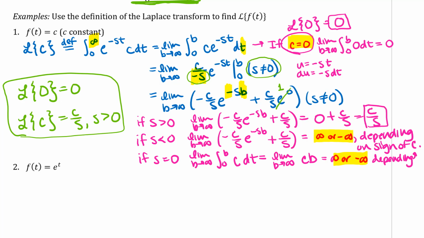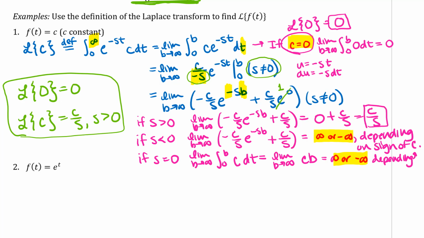Same thing with Laplace transforms. So you won't have to go through it all the time, but it is helpful to remember that the Laplace transform is an integral, because those properties of integrals help you understand properties of Laplace transforms. Okay, let's do one other one using the definition.